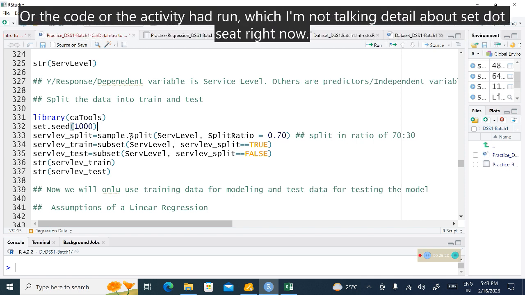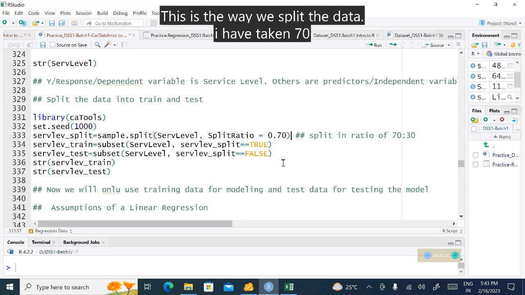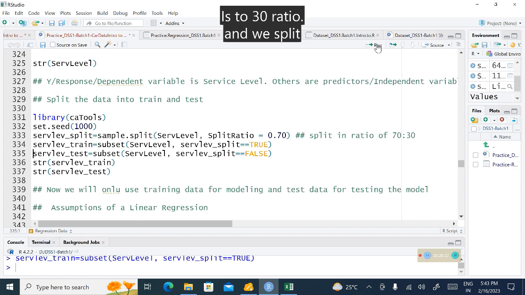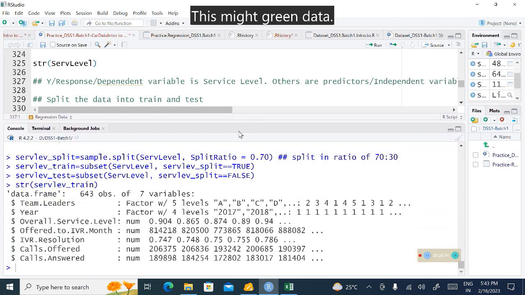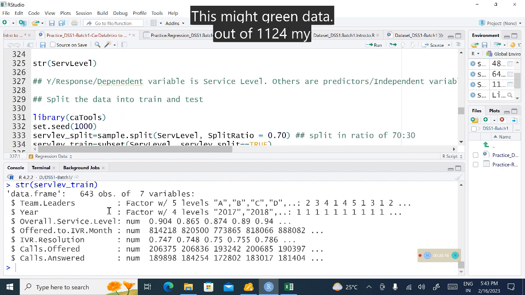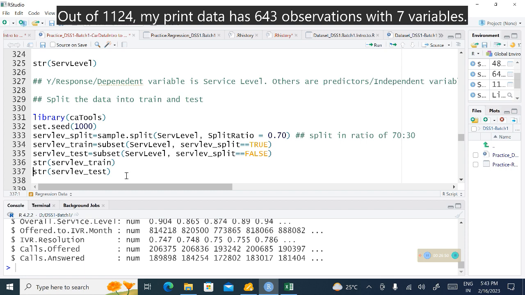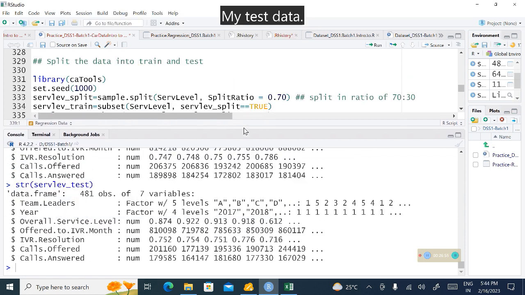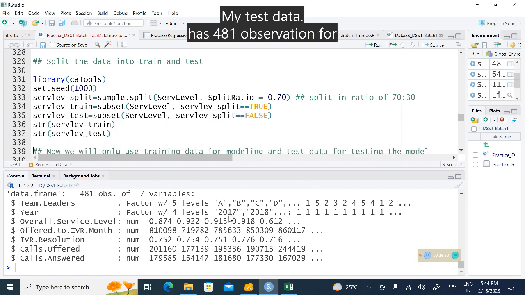This is the way we split the data. I've taken a 70:30 ratio, and we split the data into train and test. This is my train data. Out of 1124, my train data has 643 observations with 7 variables. My test data has 481 observations, 481 rows with 7 variables.